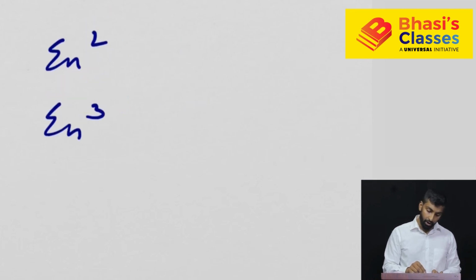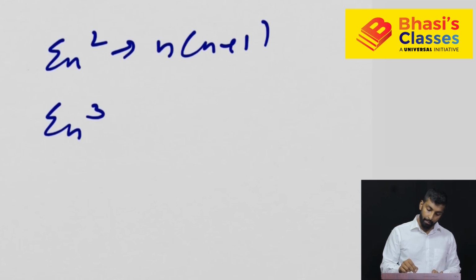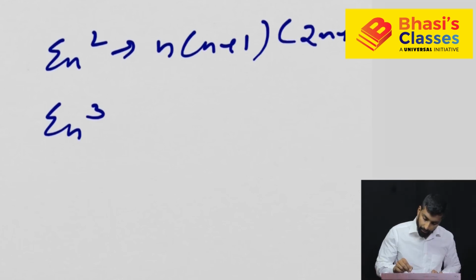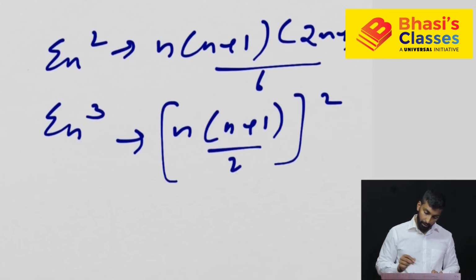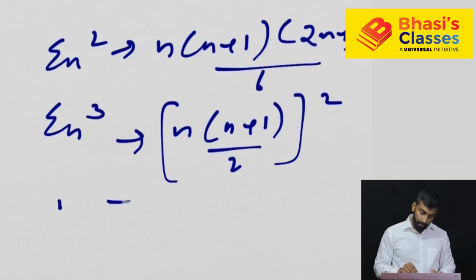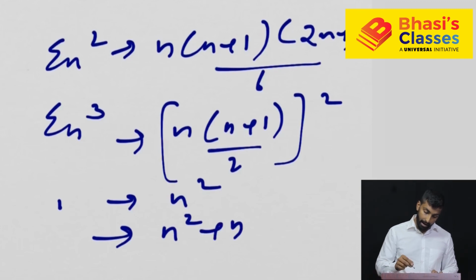Then we have seen sigma n square and sigma n cube. Sigma n square is nothing but n into n plus 1 into 2n plus 1 divided by 6. Sigma n cube is nothing but n into n plus 1 by 2, whole square. We have also seen the sum of the first n odd numbers as n square, and the sum of the first n even numbers as n square plus n.